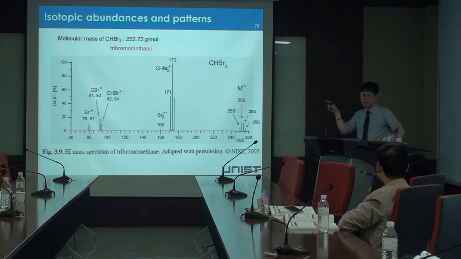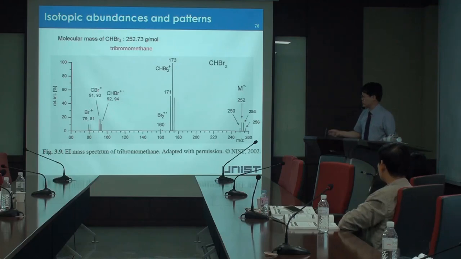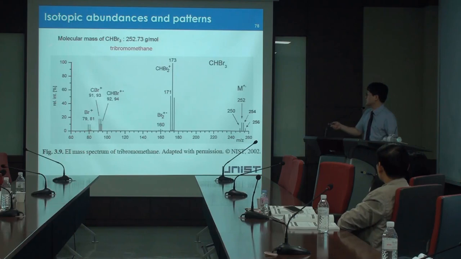Okay? Nitrogen, 14. Hydrogen, 1. Carbon, 12. But in reality, there are many isotopes, so we can analyze it this way. Okay? So CHBr2 has one bromine here and another fragmentation. So this is a typical mass spectrum induced by isotopic elements.